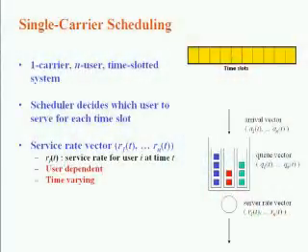Right, so before getting into multi-carrier scheduling, let me first talk about what single carrier scheduling is. In a single carrier environment, what we have is one carrier and N users and a time-slotted system. The job of the scheduler is to decide for each time slot which user the scheduler would service. So here's a schematic picture to describe the single carrier system.